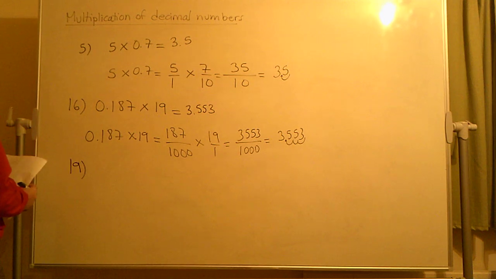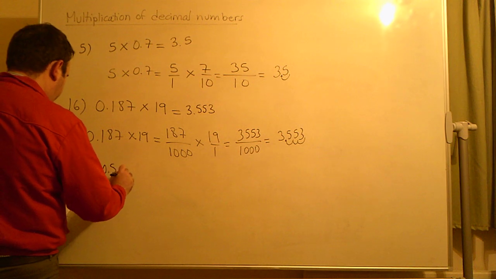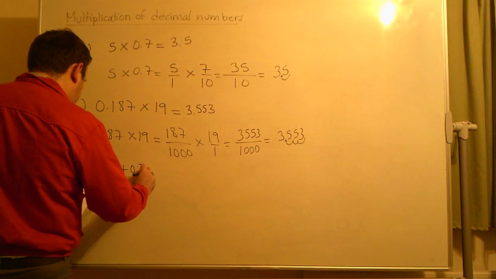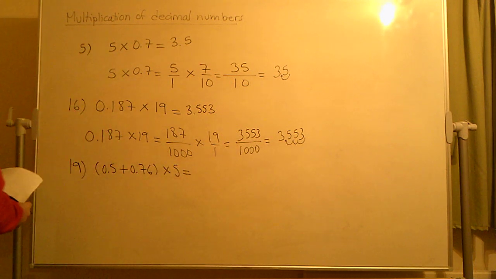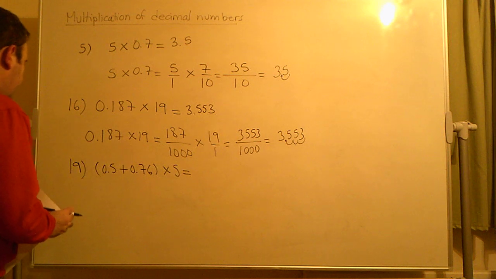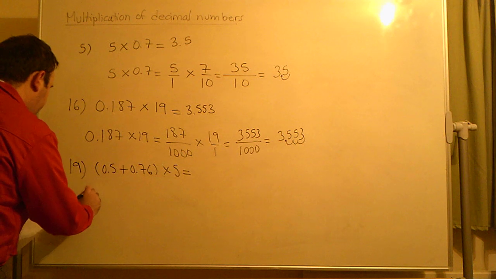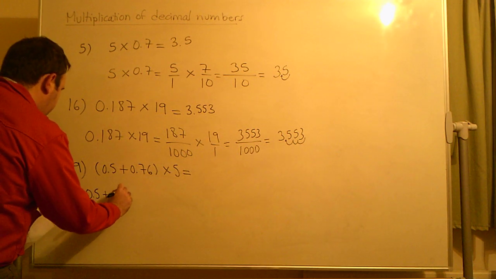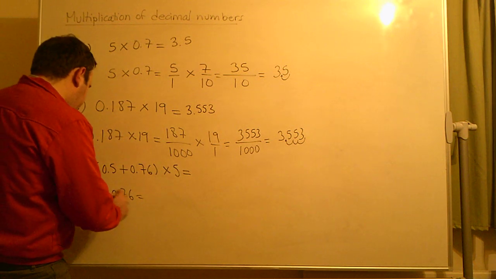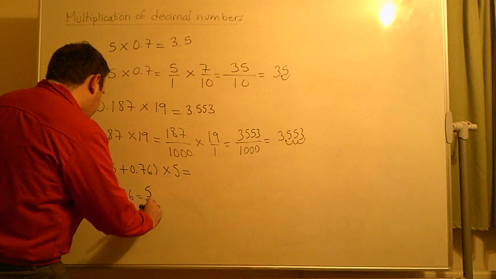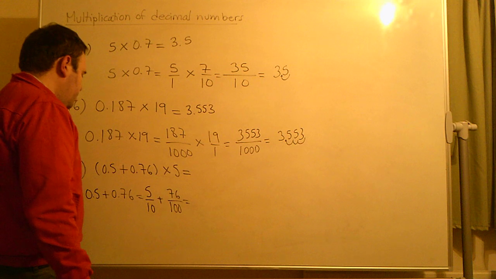Example number 19. Here we would have 0.5 plus 0.76 times 5. Well, in this case, first we need to work with the number between the brackets. So this number is 0.5 plus 0.76. So first we need to turn this into decimal fractions. So we would have 5/10 plus 76 hundredths.